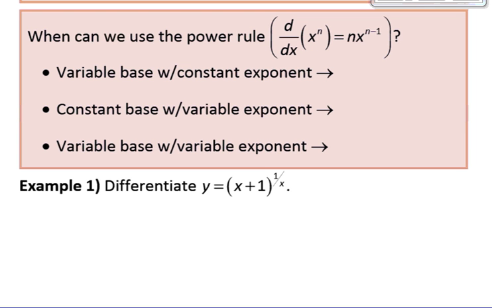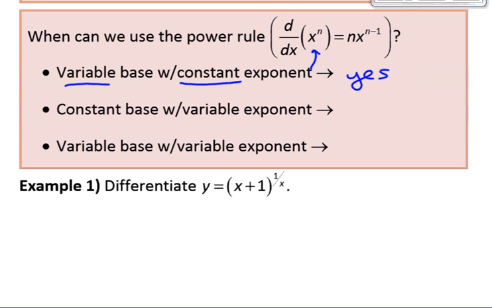So now that we have exponential functions, a lot of people tend to use the power rule instead of the exponential rule. If you have a variable base, so that means x is your base, and then you have a constant exponent, that is this example right here, then we can use the power rule. What that means is bring down the exponent and then subtract 1.